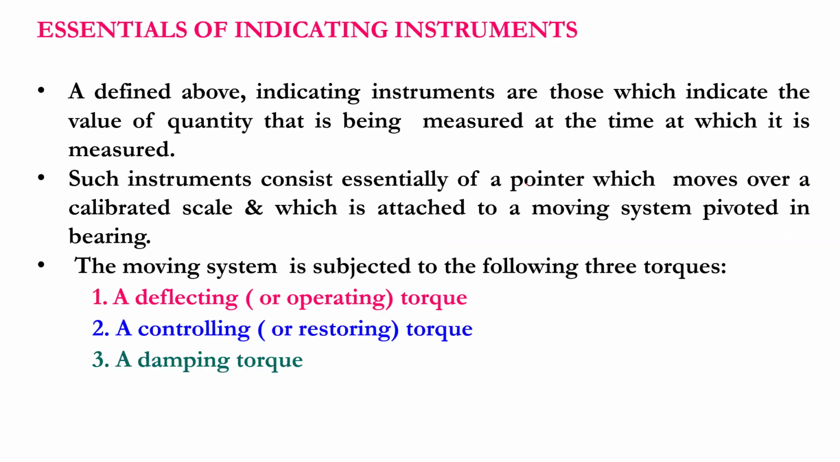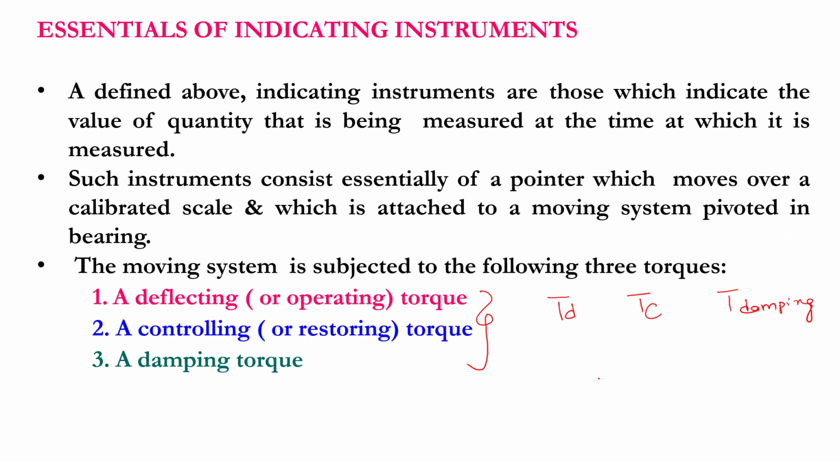And what are the essential requirements of indicating instruments? You have to follow all these three types of torques. Don't forget these three torques here. They play a crucial role. The first and foremost is deflecting torque. The second one is controlling torque, and the third one is damping torque. Don't forget these three things: controlling torque, damping torque, deflecting torque.